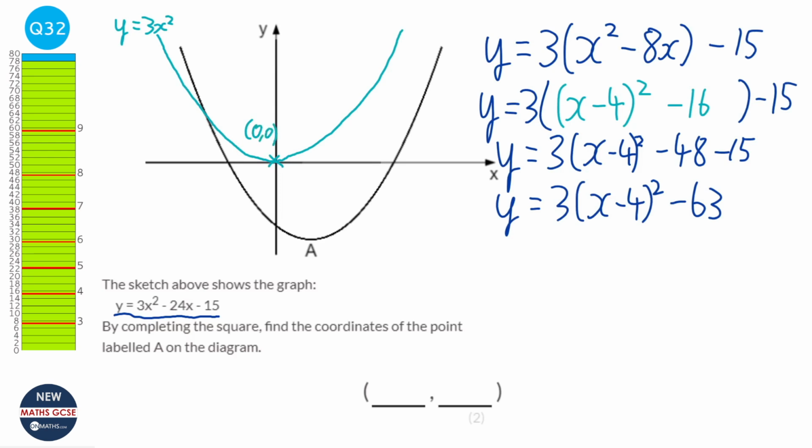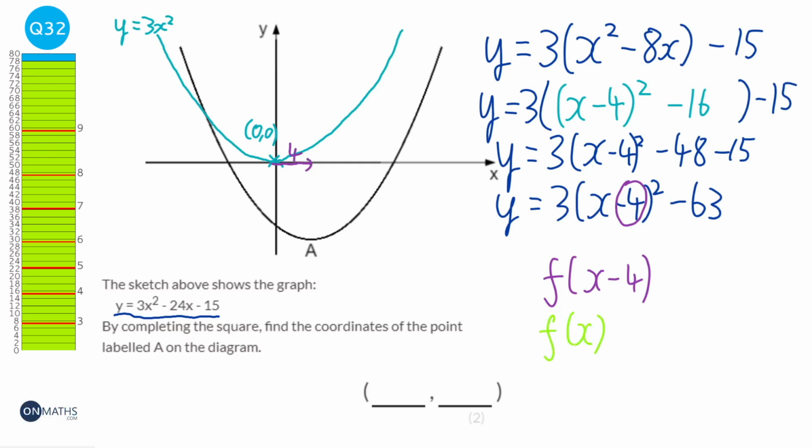Okay? Because we know that if we called that f of x, then the situation we've got here, well, it's going to be f of x minus 4, okay, because we've got the minus 4 there. So that means it will move to the right 4. Okay. And we've got to worry about that minus 63 as well. And if we had f of x minus 63, we know it goes down 63.